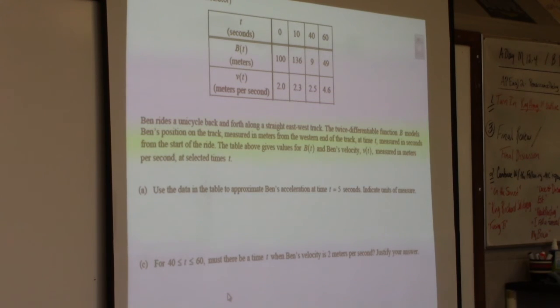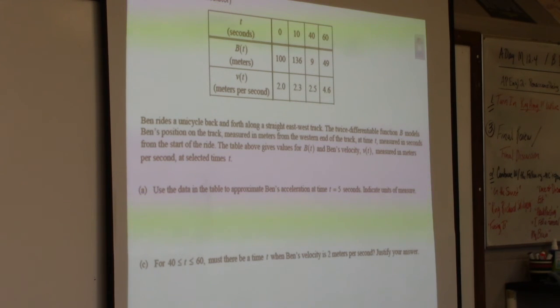All right, let's look at one more and then we'll call it a day. Ben rides a unicycle back and forth along a straight east to west track. The twice differentiable function, B, models Ben's position on the track, measured in meters, from the western end of the track at time t, measured in seconds from the start of the ride. The table above gives values for B of t and Ben's velocity, v of t, measured in meters per second at selected times of t.